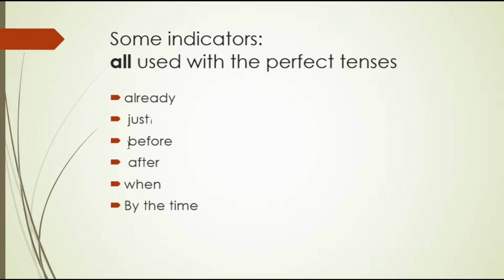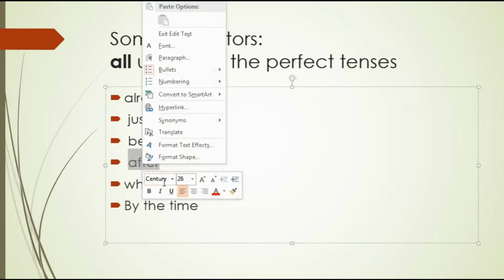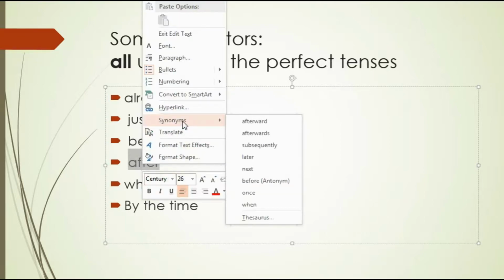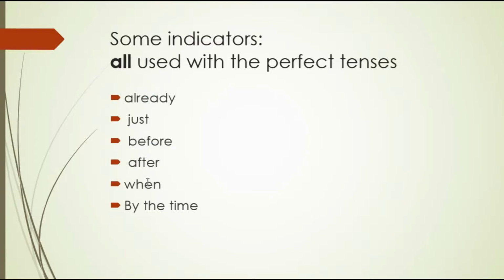We have already, we have just. Already: something that happened before. Just: something that's just happening right now or in the future. We have before: something happens prior to another one. And we have after: something happens after something else has taken place. Is there any synonym for this word? Afterwards, it's the same thing. Subsequently, probably not really useful here. We have when, which regards the time, and we have by the time, right when something else happens. So let's give a couple of examples about these and try to explain how they work.